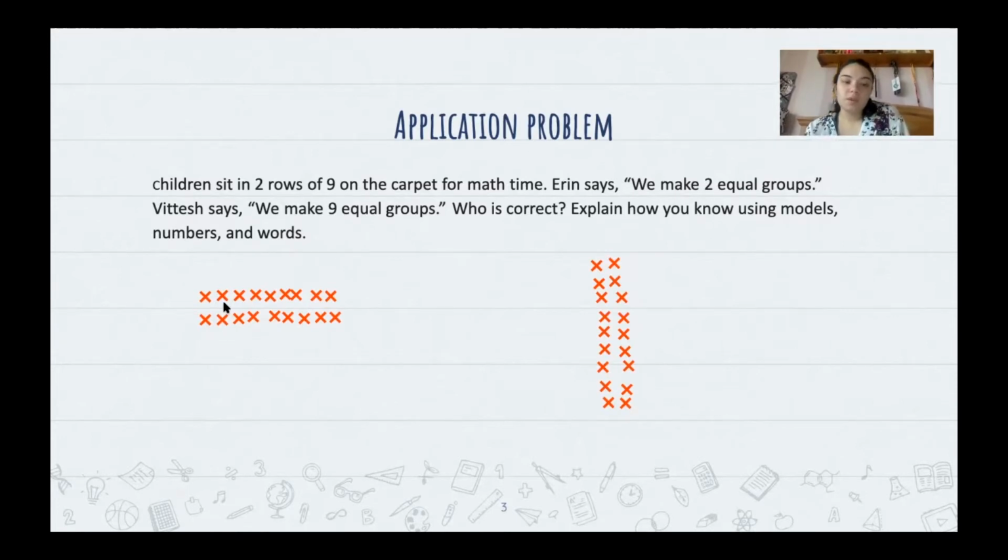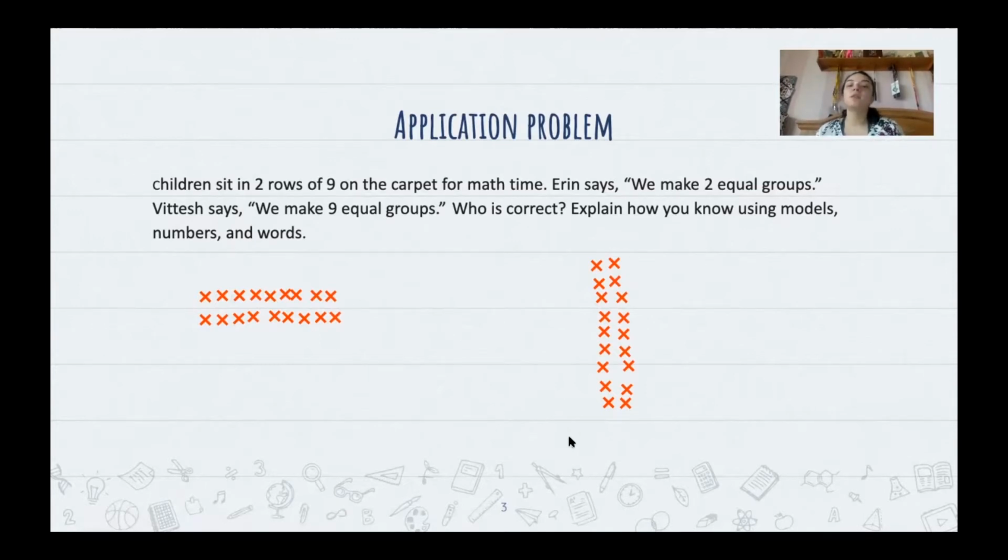Are both of these equal groups? That's the first thing we need to look at. And so yes, they are both equal groups. Are both of these the same number of students? It should give us a total of 18 students. 1, 2, 3, 4, 5, 6, 7, 8, 9, 10, 11, 12, 13, 14, 15, 16, 17, 18. So there's 18 here. And then on this side, 2, 4, 6, 8, 10, 12, 14, 16, 18. So both of them are formed in equal groups. They have the same number of students in each group.